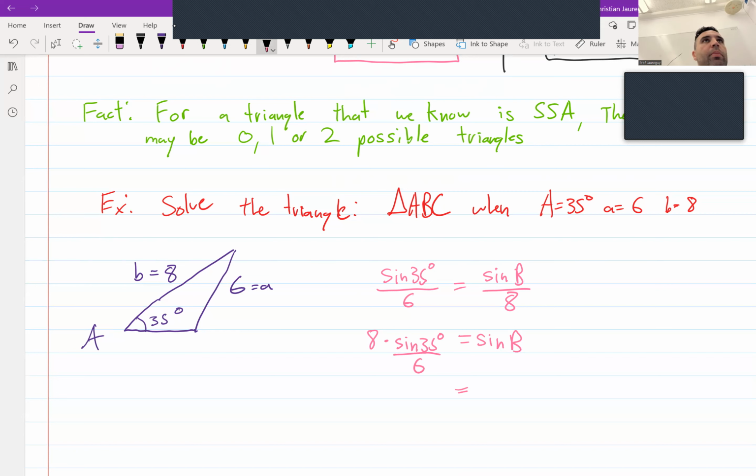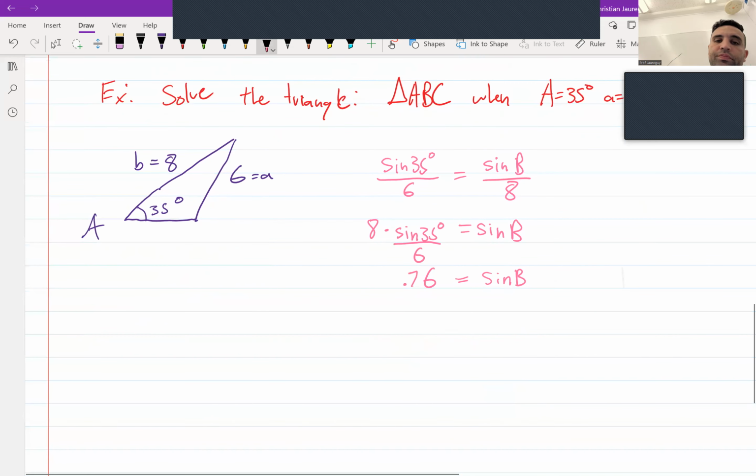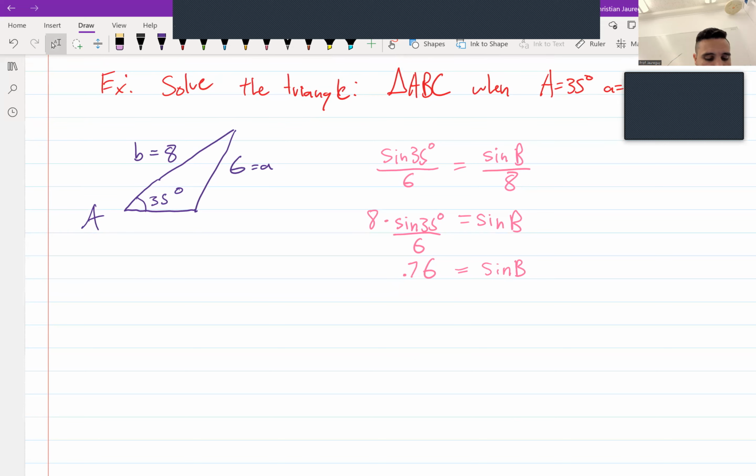And this is now just like a problem from the test that we took from last chapter. So I have sine of B equals 8 times sine 35 divided by 6. 0.76. And now I find B, right? I use sine inverse. B equals sine inverse of 0.76. And that gives us 49.46 degrees.